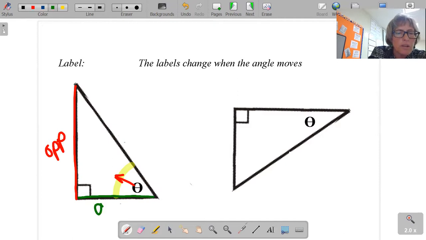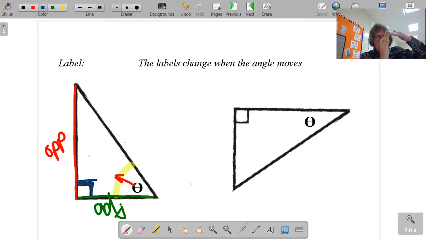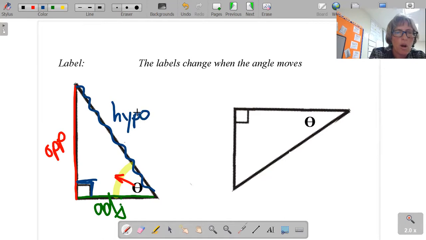Touching the theta would be the adjacent. Adjacent means next to. Hypo never changes. Hypo is always where the right angle points to. Hypo never changes. Opposite and adjacent can change.